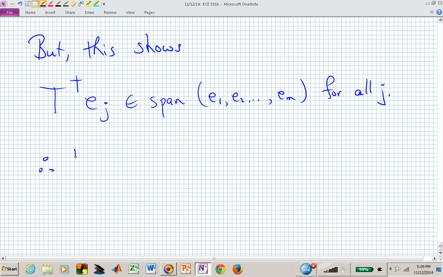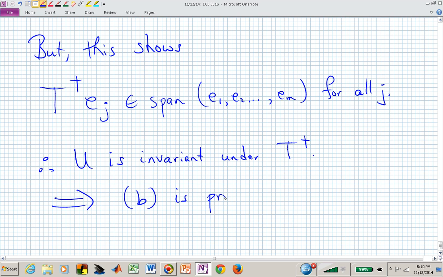And that now says that U, which these E1 through EM were basis vectors for, if we have anything that starts there, it stays there when we operate on it with T dagger. So U is now invariant under T dagger. Which now allows us to say that B is proved.